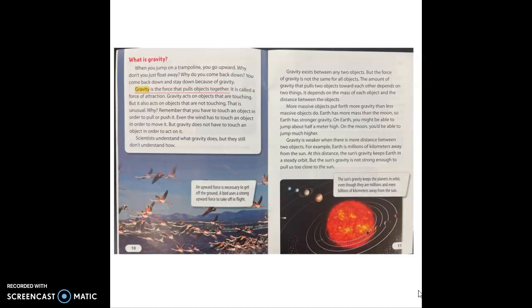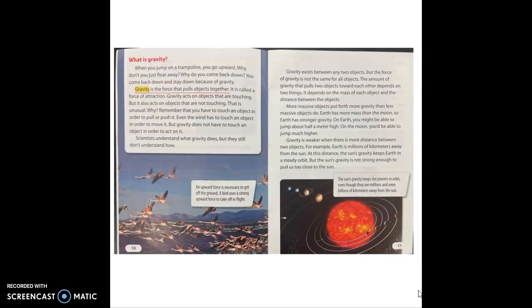Gravity exists between any two objects, but the force of gravity is not the same for all objects. The amount of gravity that pulls two objects toward each other depends on two things. It depends on the mass of each object and the distance between the objects. More massive objects put forth more gravity than less massive objects do. Earth has more mass than the moon, so Earth has stronger gravity. On Earth, you might be able to jump about 1/2 meter high. On the moon, you would be able to jump much higher.